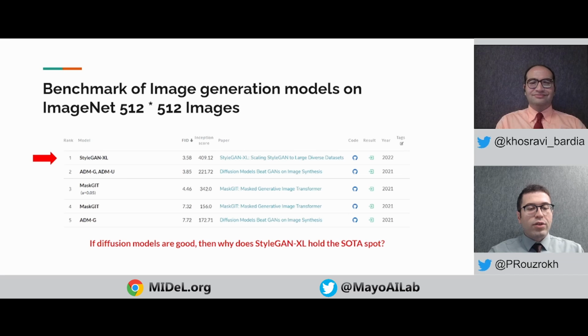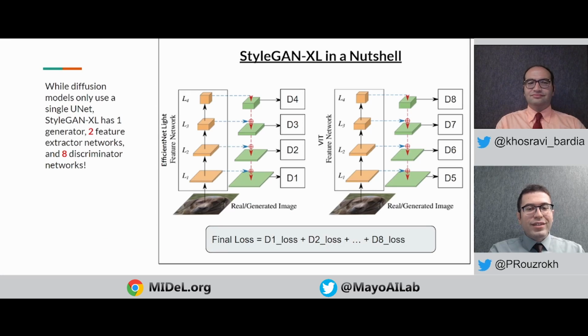Because even though they are new and interesting, they still cannot beat a specific kind of StyleGAN called StyleGAN-XL. That was basically a question for us. Then we went and studied what that model is actually doing and how it looks in terms of architecture. To be honest, the architecture is something similar to what you're seeing here on the screen.